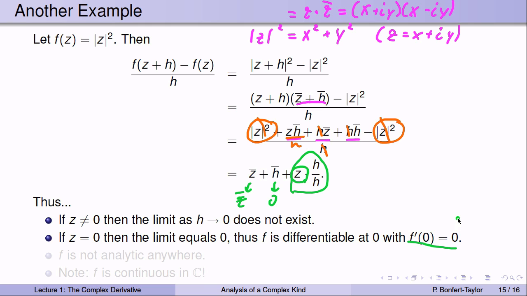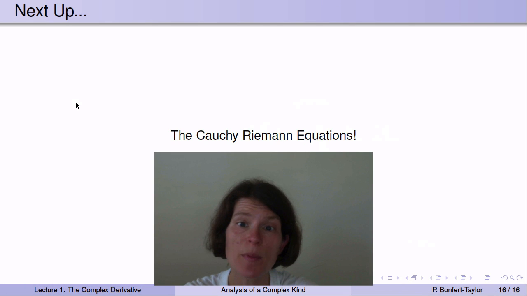One point is not enough to call the function analytic. We need the function to be differentiable in a whole open set in order for it to be called analytic. So f is not analytic anywhere. Note, however, that this function is a perfectly continuous function. It's continuous everywhere in C. It's only differentiable at the origin. It's not analytic anywhere. Next up are the Cauchy-Riemann equations.